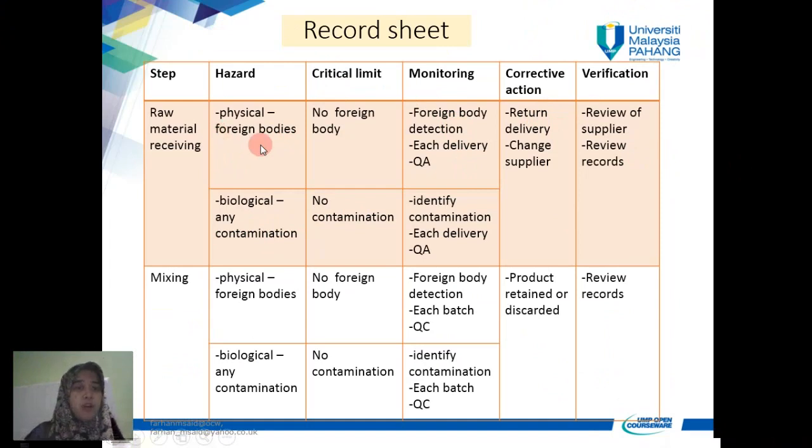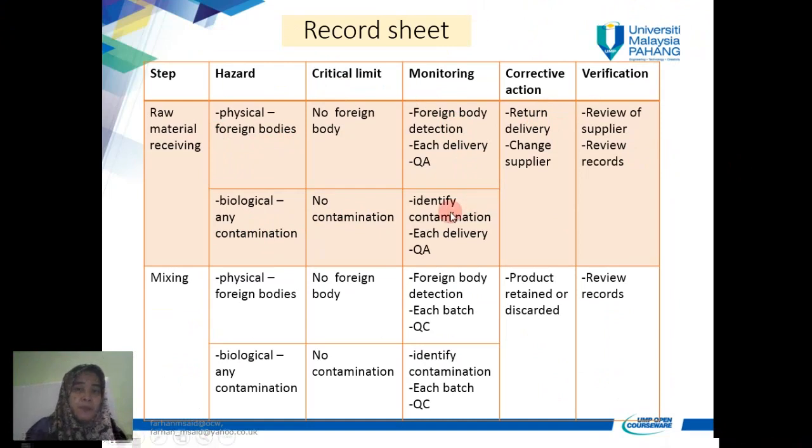So in this case, the hazard of the raw materials is critical. Why? Because we have to identify it; the next step cannot reduce the hazards. For example, after receiving the raw material, we will go to the mixing part, right? If the raw material contains physical contamination, for example foreign bodies, the mixing cannot eliminate the foreign bodies. Same goes for the contamination. Therefore, the raw material receiving is critical.